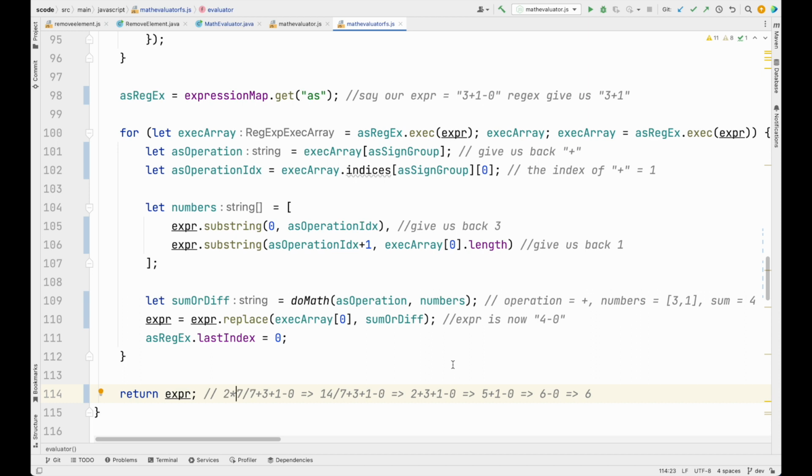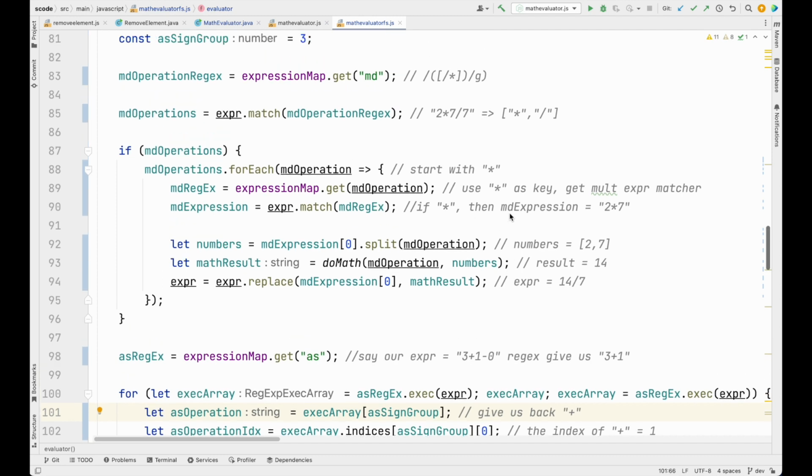So you can kind of see how the evaluation function takes our order of operations correctly and uses the do math, or our basic math function, to return the desired result.